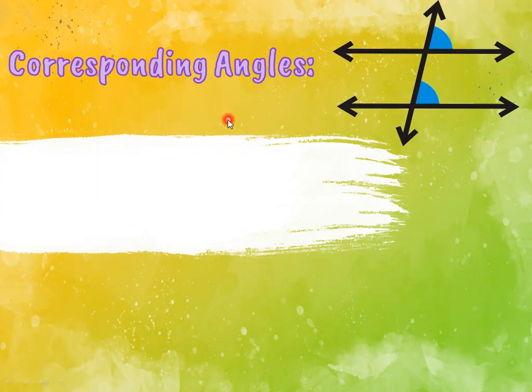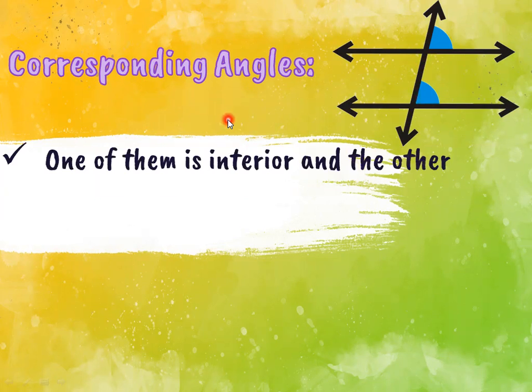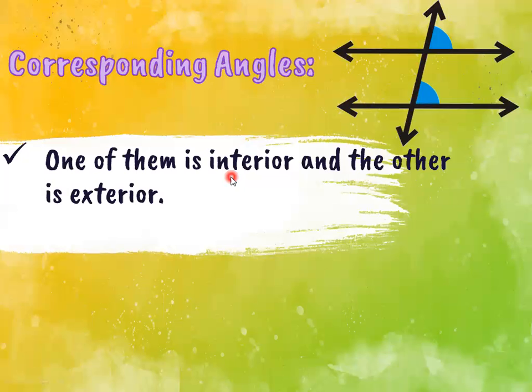And how will you identify the corresponding angles? The first condition for corresponding angles is that one of them is interior. As you can see here, this is interior. Why interior? Because it lies inside the parallel lines. So one angle is interior and the other is exterior, meaning it lies outside the parallel lines, so you will say that it is an exterior angle. So for corresponding angles, the first condition is that one must be interior and the other must be exterior.